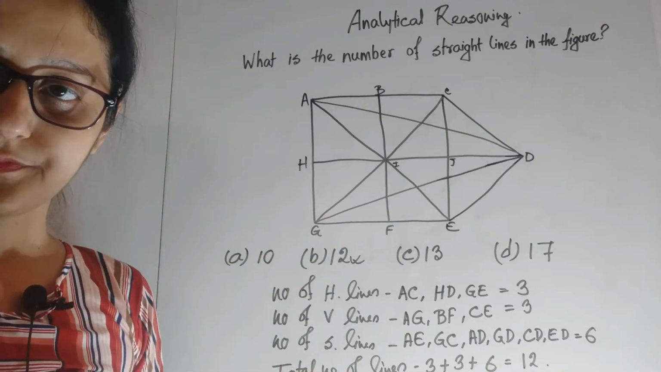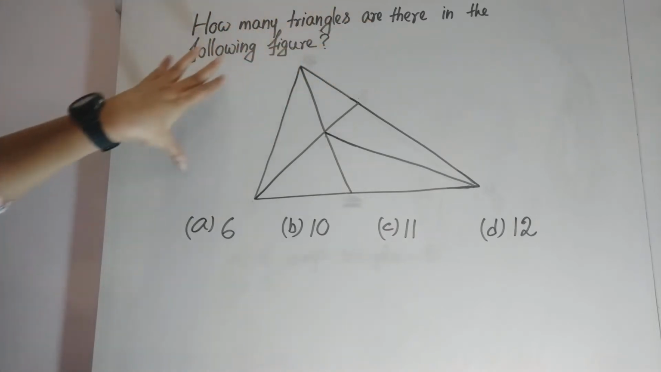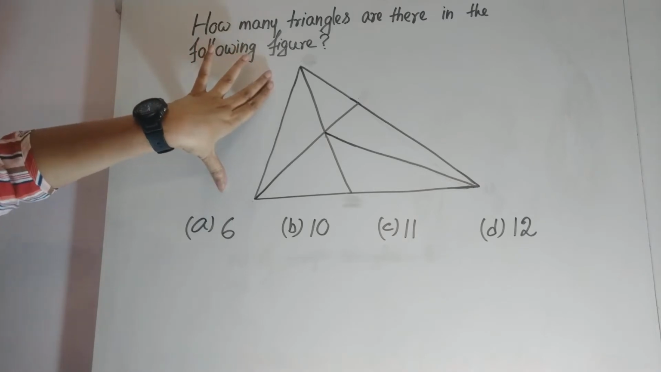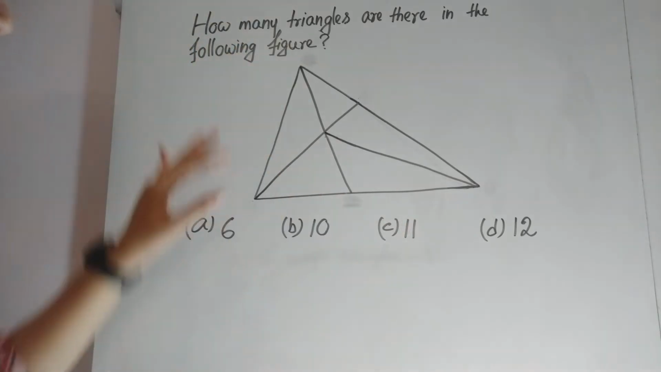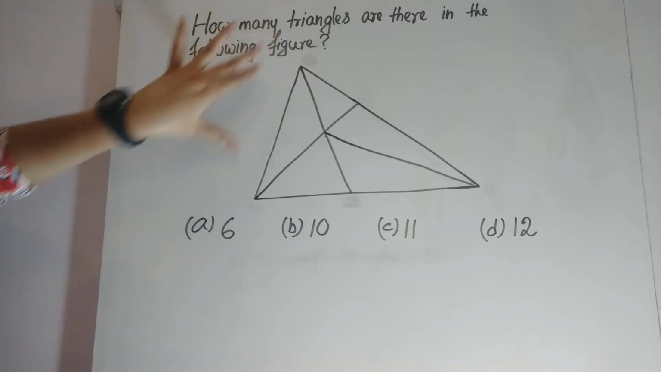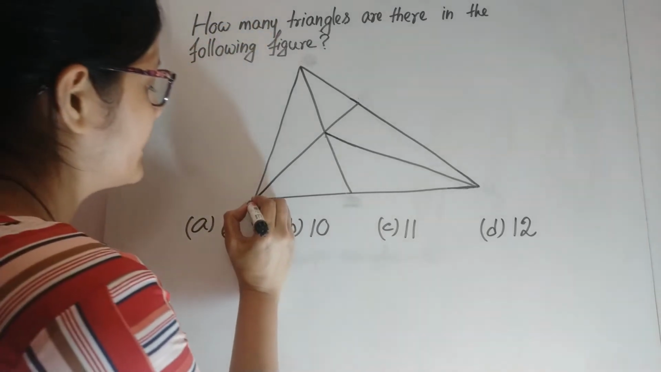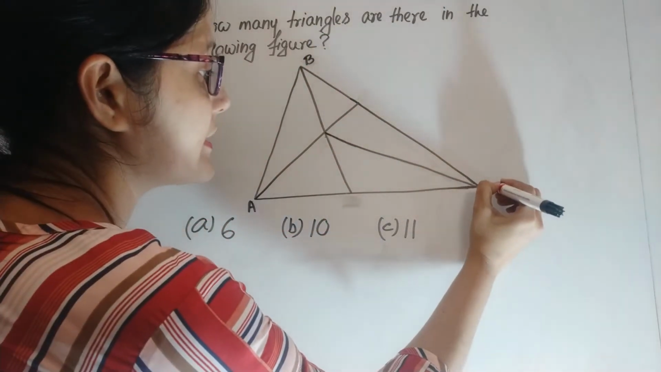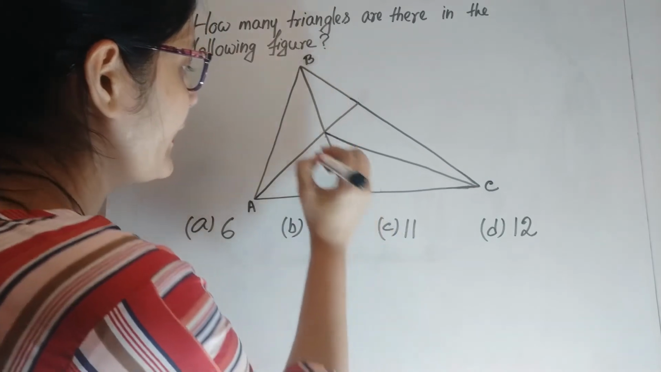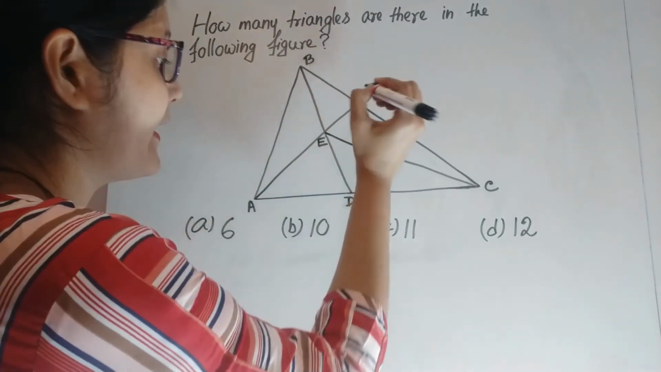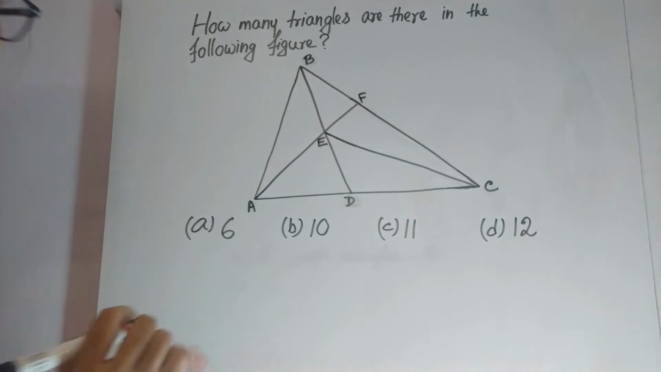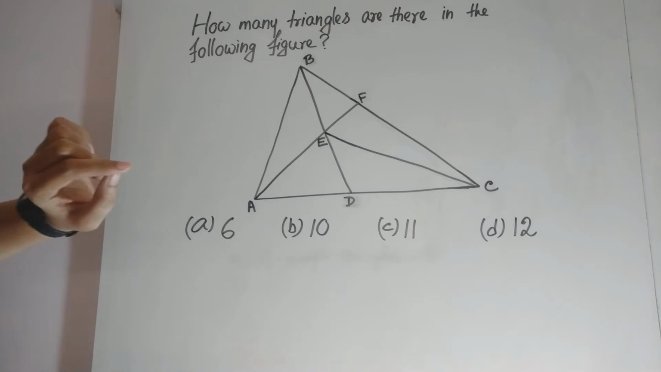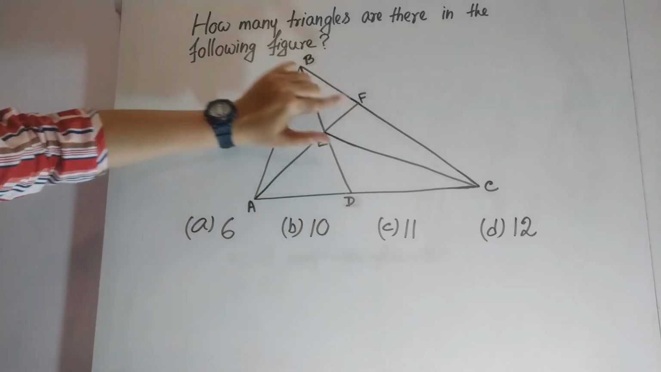Problem. How many triangles are there in the following figure? The diagram is given, 4 options are there. Now, to solve this problem also, we need to label it. How? Suppose this one is A, B, C, D, E and F. Okay. Now, how many simple triangles are there in the figure? 1, 2, 3, 4 and 5.